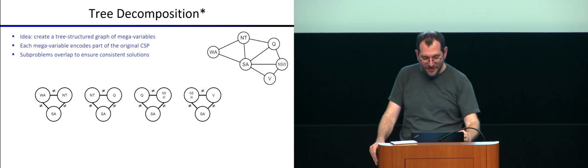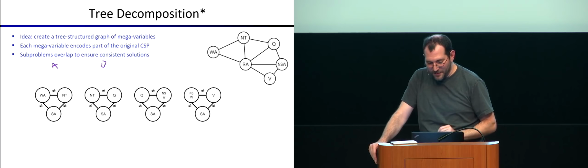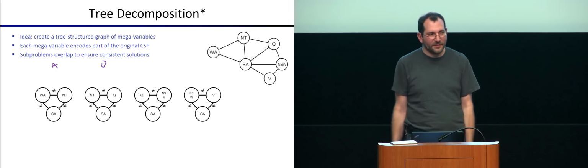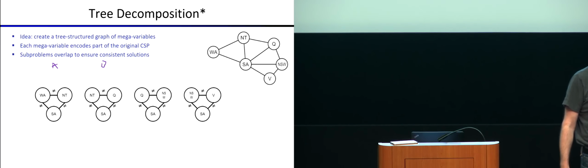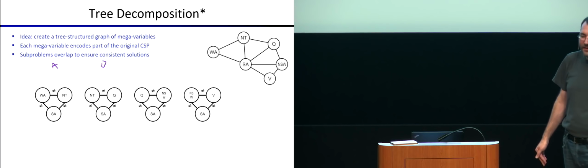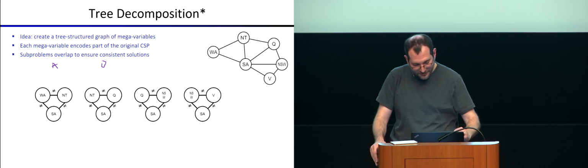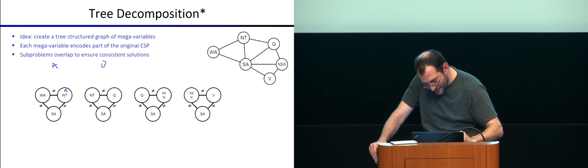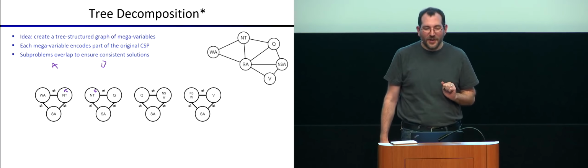Let's call this one A and this one B. What's the problem with solving A and B separately? I'll give you A, I'll give you B. Yeah? Because they're independent, you might color them completely differently. Like red in one and black in the other. Exactly.